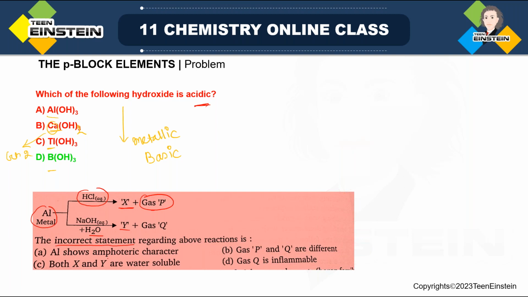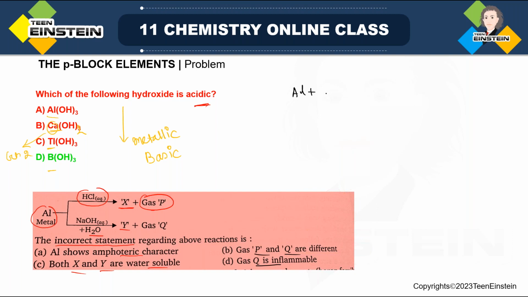The first statement says that aluminium shows amphoteric character. In these two equations, you see that aluminium is reacting both with HCl as well as NaOH. So obviously it is showing amphoteric character. It cannot be incorrect. Then, both X and Y are water soluble. To answer this, once we write all the equations, then only will we be able to understand whether they are water soluble or not. Then gas Q is inflammable, and P and Q are different. Now P and Q may be different or may not be, but that will be clear only when we write the equation.